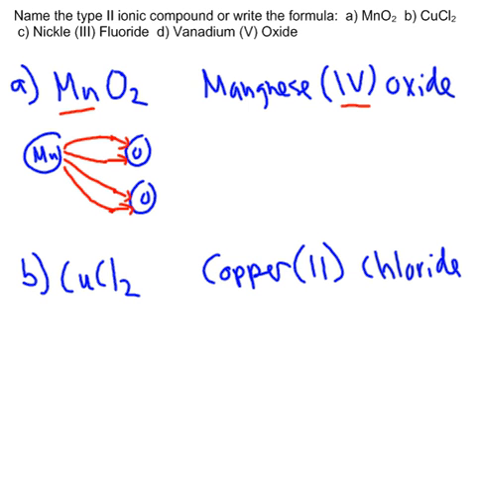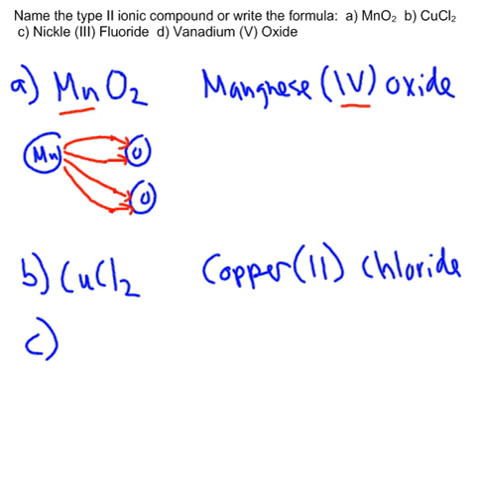You might be tempted to say something like, oh, there's 2 Cls there, so therefore it must be copper 2. That's not always going to be the case. As you can see with the first example, it was manganese 4, not manganese 2 there. But that's a common enough mistake. Going the other way is much easier.